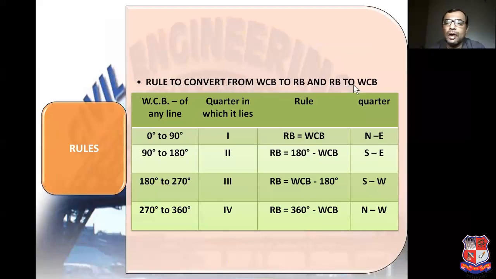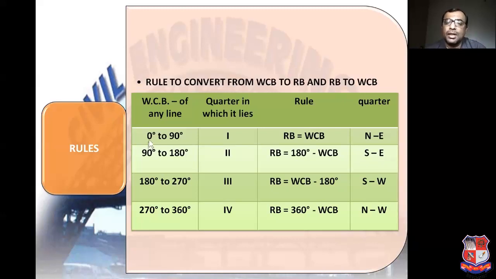Now this is one table which shows the rules for the conversion of bearing from the WCB system to the RB system and from the RB system to the WCB system. You can see here there are 4 columns. Column 1 indicates the range of the whole circle bearing. Column 2 indicates the quarter. Column 3 indicates the rule for the particular quarter, and column 4 indicates the direction of the quarter for the respective whole circle bearing that is given for solution.